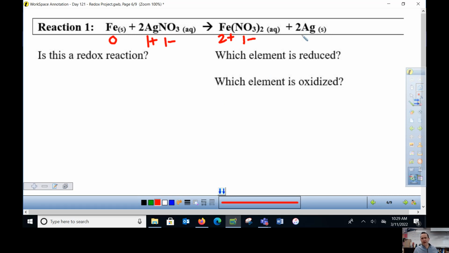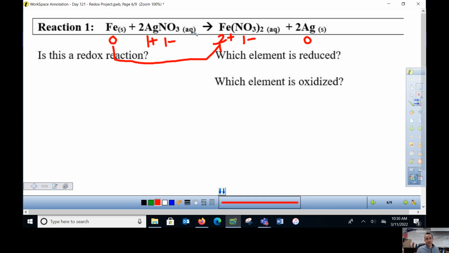And then look, the silver ends up by itself. Anytime you have an element by itself, it's going to be neutral. Silver is element 47, so it would have 47 protons and now 47 electrons. So 0 charge. What I like to do is draw arrows to connect things. So here's iron on the left side, and I'm going to draw an arrow to connect it to the iron on the right side.